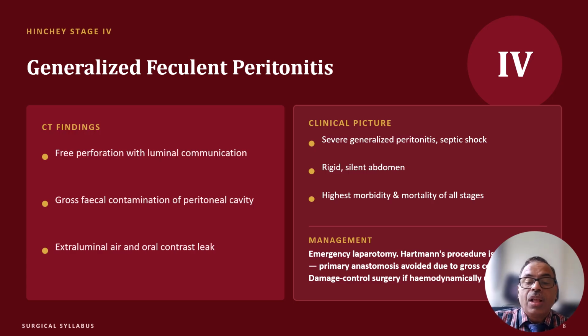the distal rectal stump. Avoid doing a primary anastomosis as done in stage 3 because of gross contamination of peritoneal cavity. Damage control surgery should be done because most of the time the patient is generally in septic shock and unstable. So in such a case, Hartmann's procedure is the procedure of choice. Later on, post-operatively, you can carry on the resuscitation in the ICU setting, and once the patient stabilizes, plan for a restoration of bowel continuity after 6 to 9 months. That should be the treatment protocol for Hinchey stage 4.